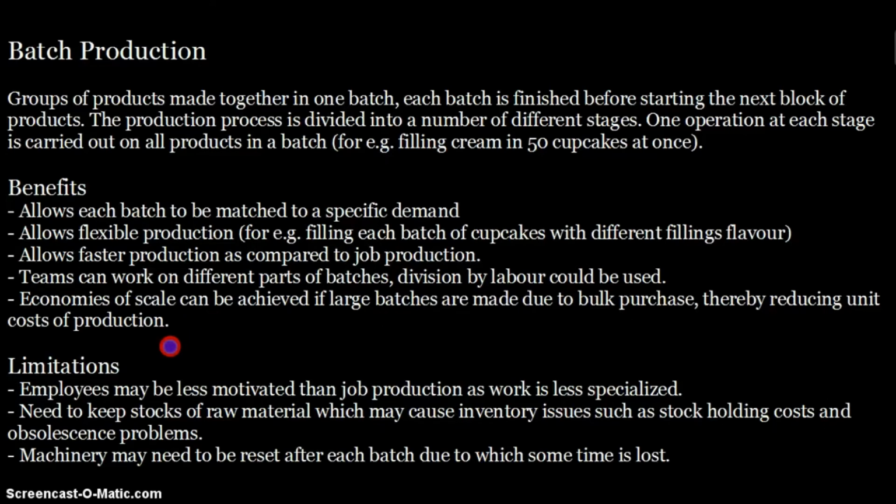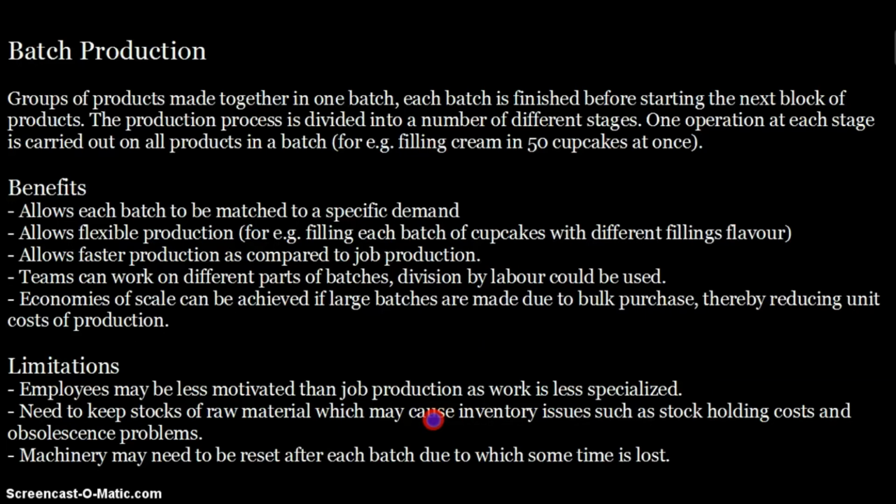Now, what are the limitations of it? Well, employees may be less motivated than in job production, as work is less specialized. In job production, the workers have their own side of work. The work is specialized for them, so they are motivated. Every time they get a new thing, they try to make something new. So there's self-renewal, there's self-discovery, and Maslow's self-actualization needs are being fulfilled.